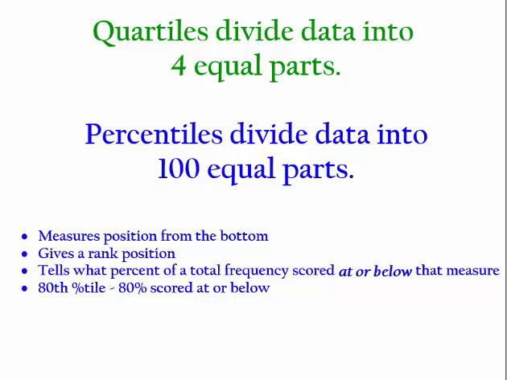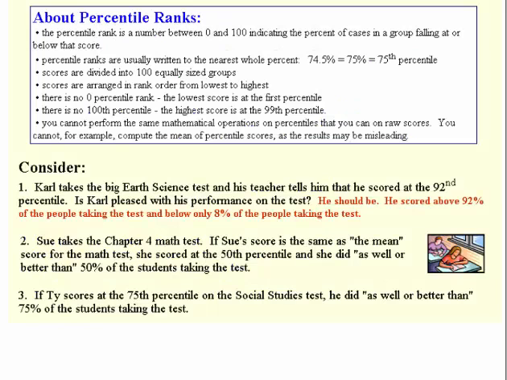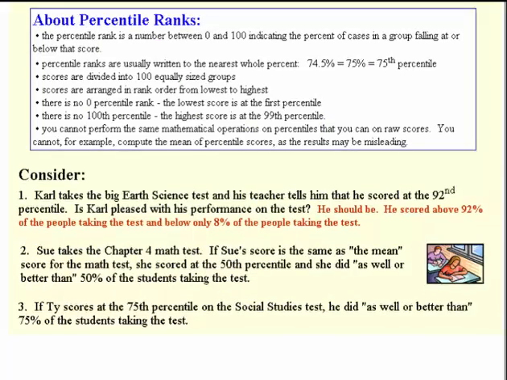It gives a rank, and it tells what percent of the total frequency scored at or below that measure. Now, this is going to be important to show how we actually figure out a percentile. If you were in the 80th percentile, 80% of the students scored at or below what you scored. So this is not in your notes, but let's just read through it together.